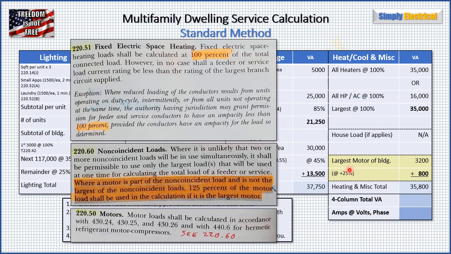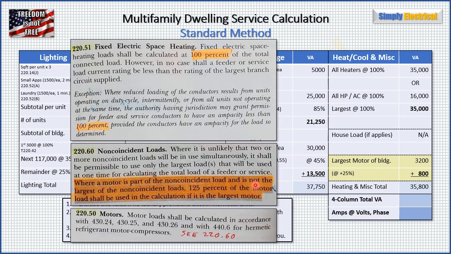But now in the 2020 code, we have a little bit of a conundrum, I'll call it. They have added a last sentence here to 220.60 under non-coincident loads. Let's read that now. It says, where a motor is part of the non-coincident load and is not the largest of the non-coincident loads, 125% of the motor load shall be used in the calculation if it is the largest motor.